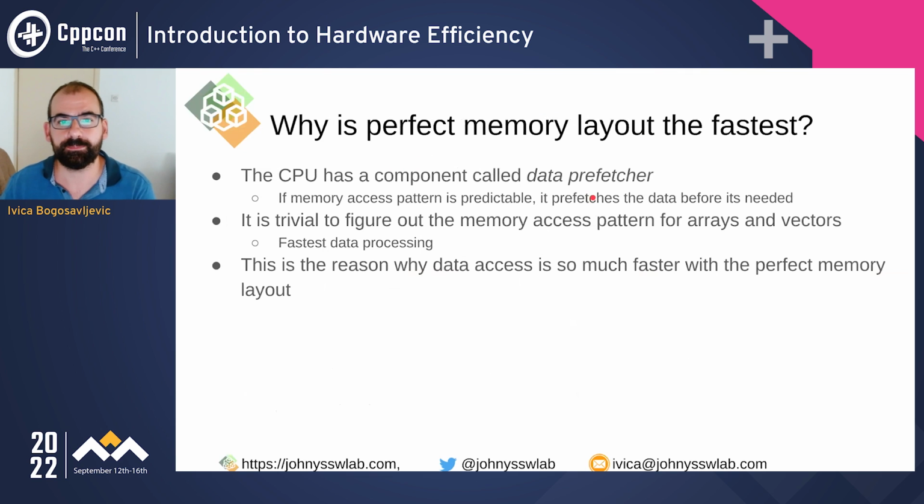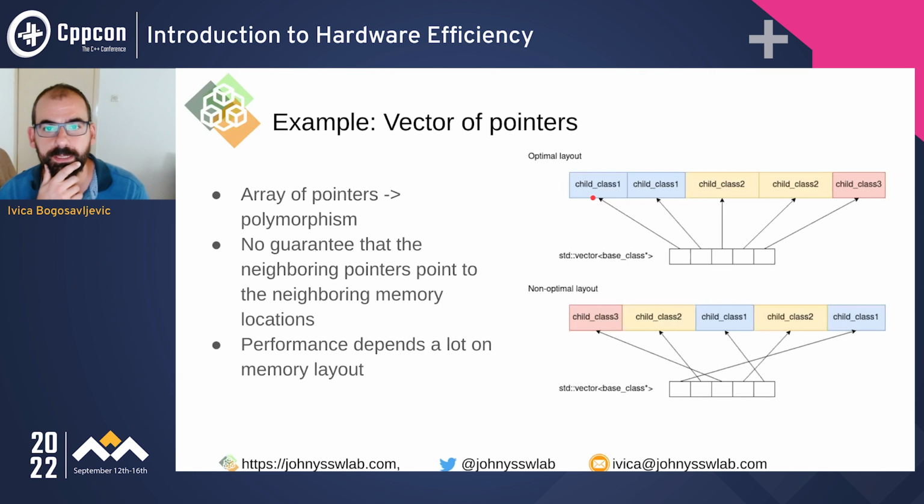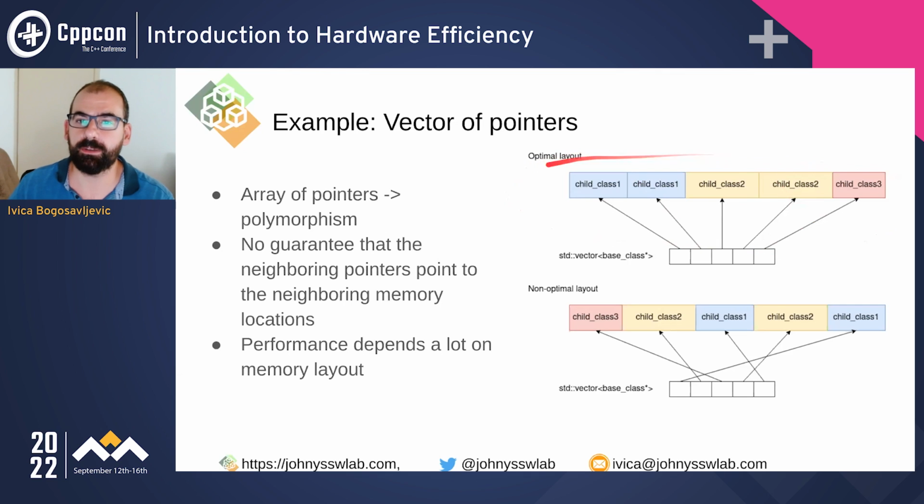Okay, moving on to the next. The next example is a vector of pointers. So we have a std::vector of base class pointers, pointing to data allocated on the heap: child class 1, child class 1, child class 2, child class 2, child class 3. We call this the optimal layout because the neighboring pointers point to neighboring memory addresses. And next, we have a non-optimal layout, where neighboring pointers just point to random places in memory.